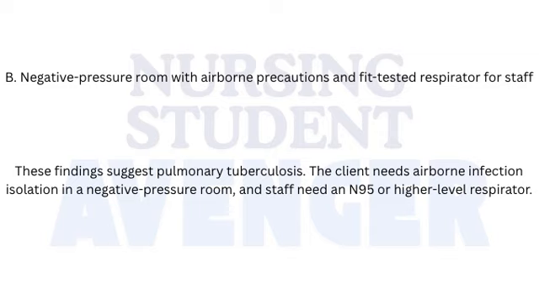Okay, so that cavitary lesion in the chest x-ray is a keyword there. So the correct answer is negative pressure room with airborne precautions and fit-tested respirator, a respirator or a mask for the staff. These findings suggest TB, pulmonary tuberculosis, so the client needs airborne infection isolation with a negative pressure room, and staff need an N95 or higher level respirator.